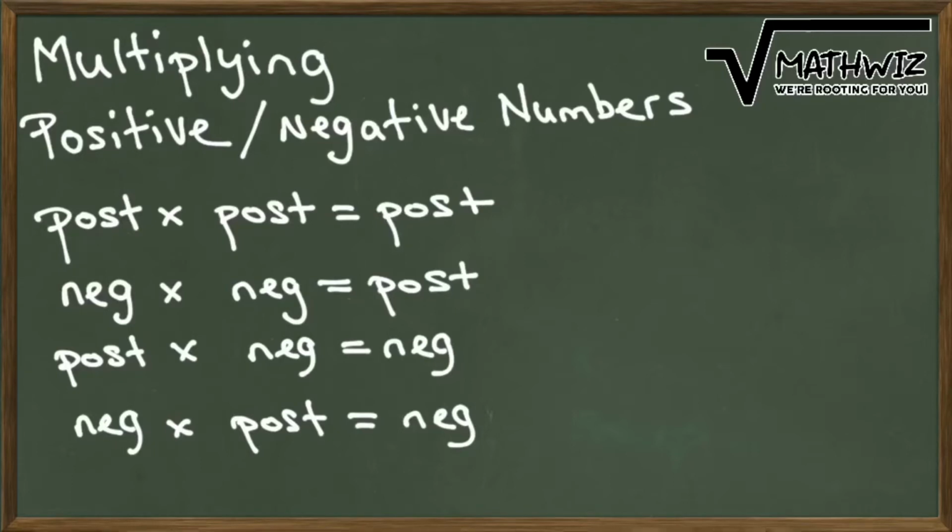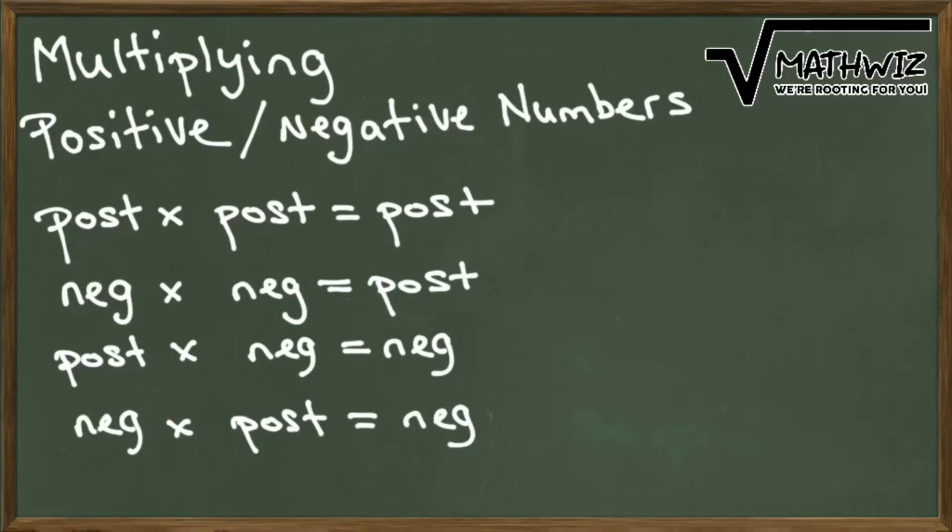Now, we're continuing on our journey of exploring how to manipulate positive and negative numbers. And for this video, we're going to be looking at multiplying positive and negative numbers. Now, the first thing we want to note is the general rule for multiplying positive and negative numbers.